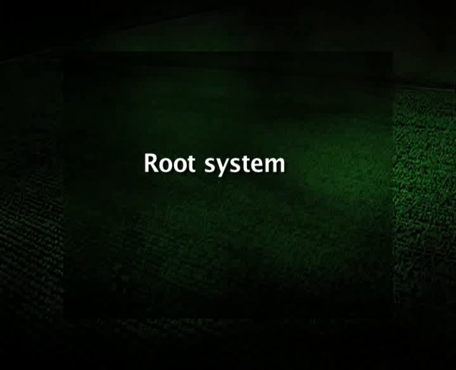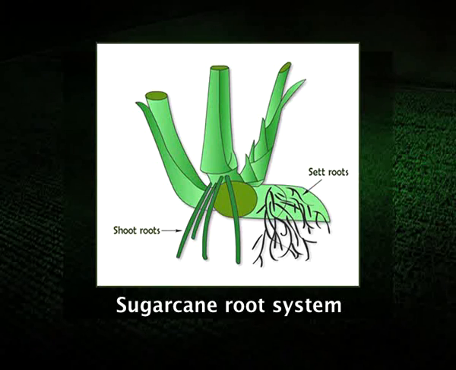Root system. The root system is fibrous. Two kinds of roots develop from a planted seed piece. The set roots, which arise from the root band, are thin and highly branched. The shoot roots, originating from the lower root bands of the shoots, are thick, fleshy and less branched.